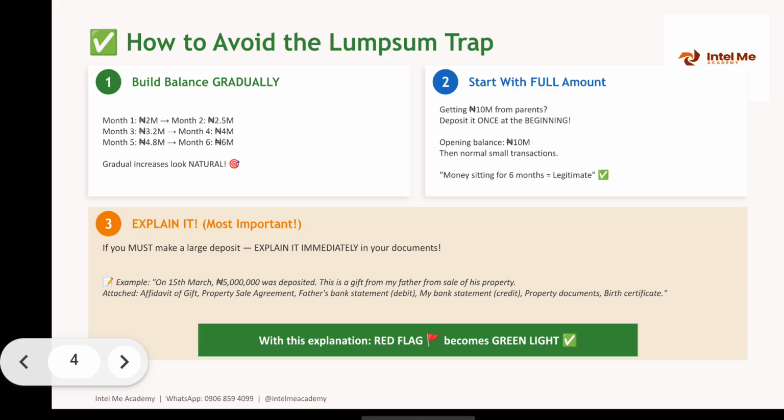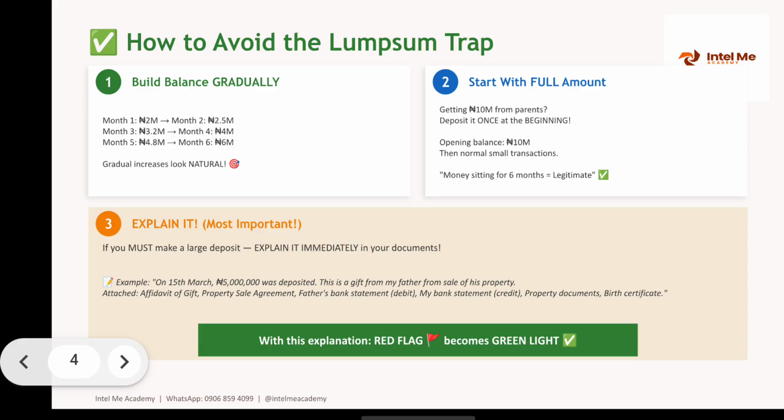So if you must also make a large deposit, you need to explain it immediately with your documents. An example is on 15th of March, 5 million naira was deposited. This is a gift from my father from sale of his property. So you just need to explain with proof. Do you get it? You need to prove that there is a genuine relationship there, that your father genuinely sold the property. There must be undeniable proof.